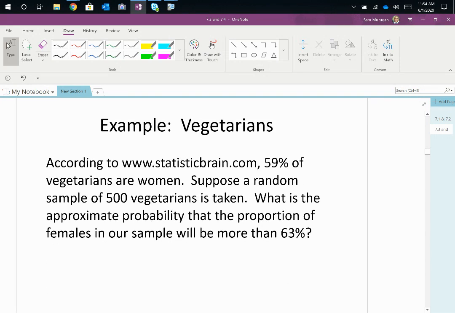Here's an example. According to www.statisticsbrain.com, 59% of vegetarians are women. This is just a random sample here. Suppose a random sample of 500 vegetarians is taken. What is the approximate probability that the proportion of the females in our sample would be more than 63%?